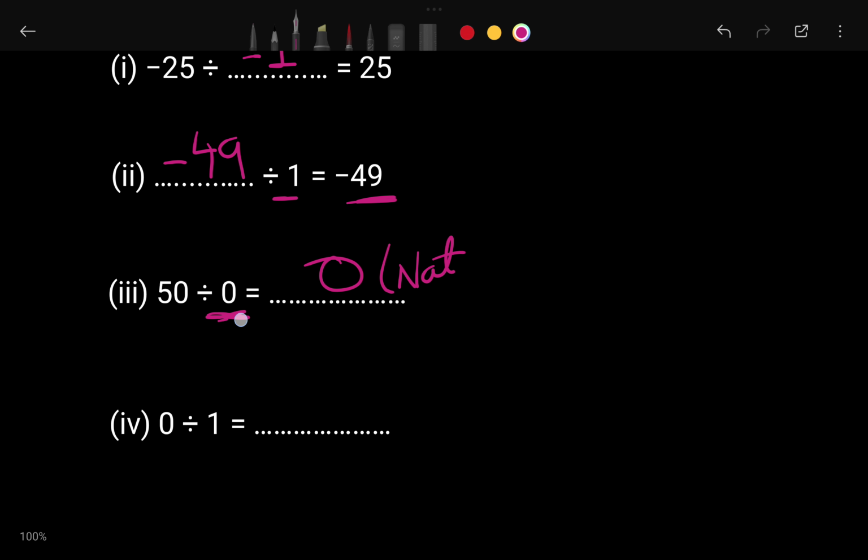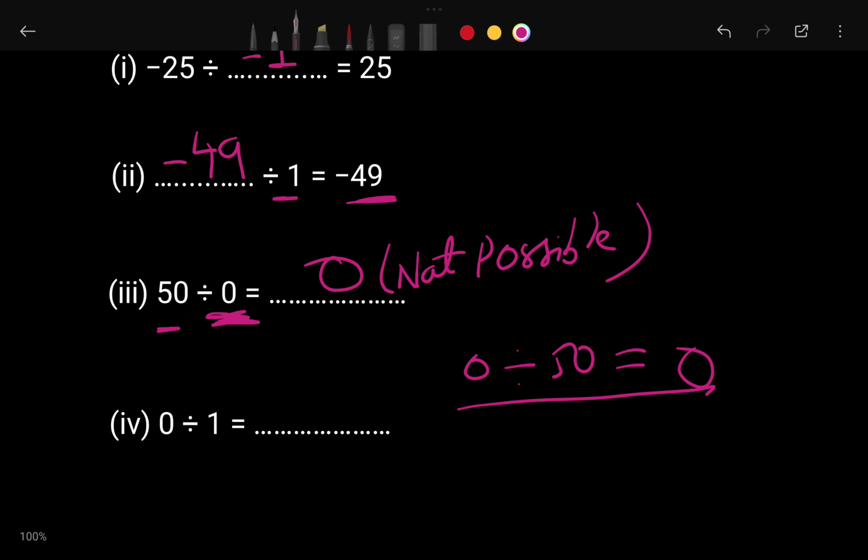When you divide 0 with something, like 50 or 40, any number, then it is not possible only. It is not possible, but you can write 0 also. But when it is like 0 divisible by 50, then it is 0. Okay, but here it is given like 50 divisible by 0, so it is not possible, but you can write 0 also.